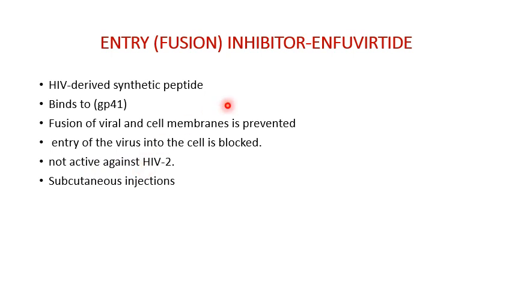The other problem with enfuvirtide is that it has to be given by subcutaneous injections, twice daily. So this drug is not considered in the first line regimen because of the need to give injections twice daily. It is a reserved drug. It is added whenever the patient becomes resistant to other first line drugs.